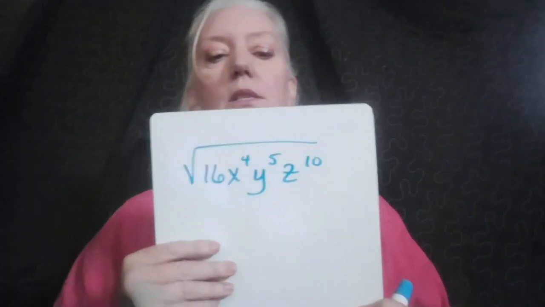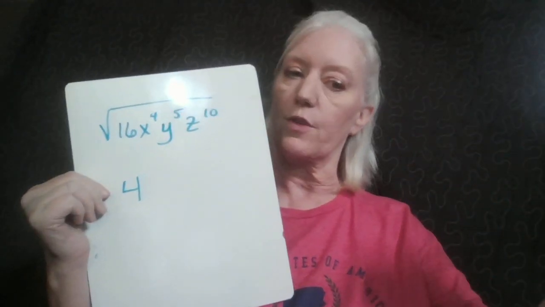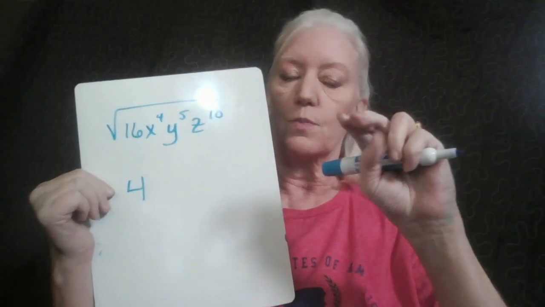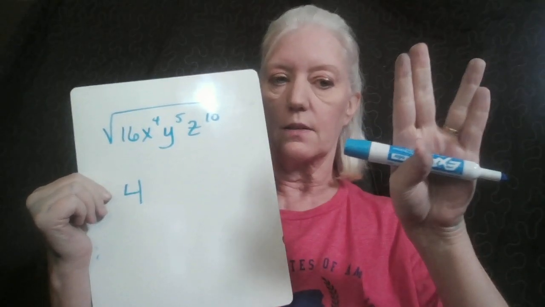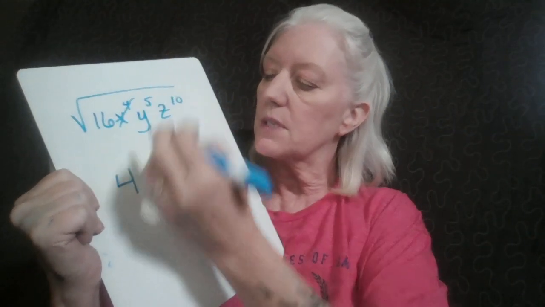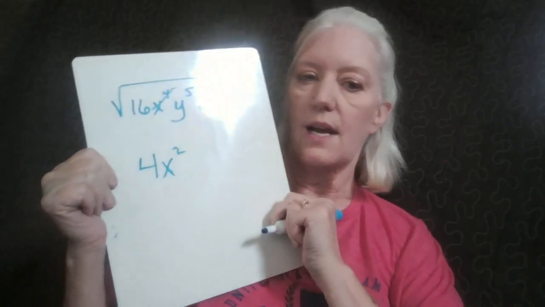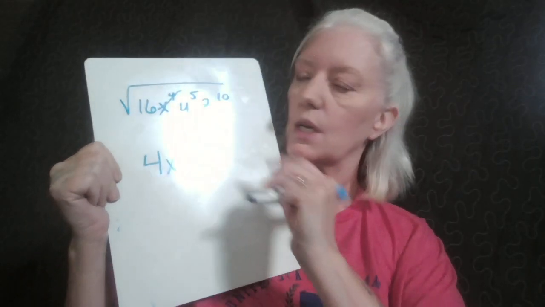What if this time I had 16x to the 4th, y to the 5th, z to the 10th? Okay, let's go one at a time. Square root of 16 is 4. I can just bring it on out. Square root of x to the 4th, that's 2 groups. That's x squared, x squared. Each of those groups will come out and bring an x. So this becomes x squared. Notice that I really just divided the 4 by 2.